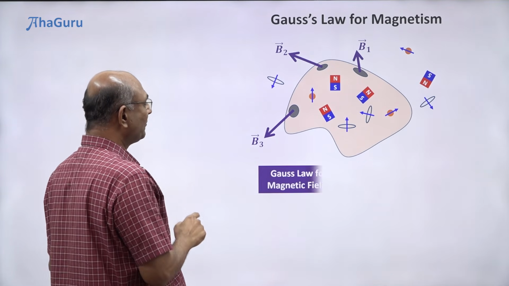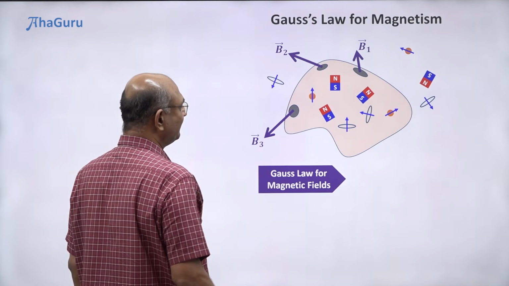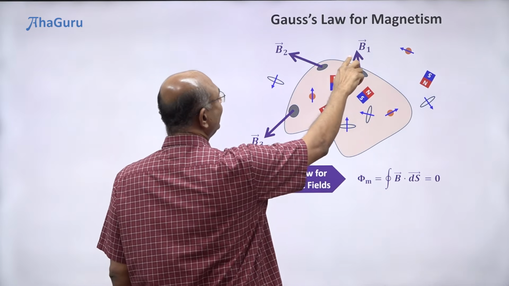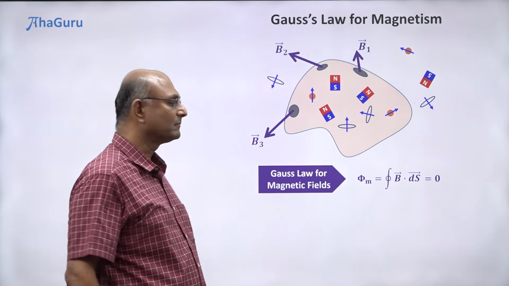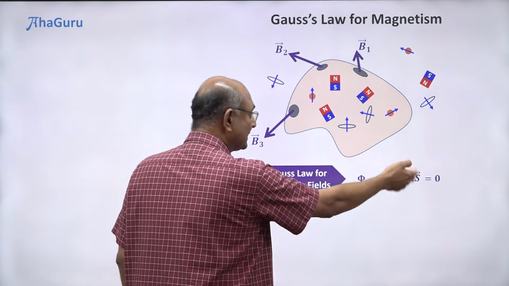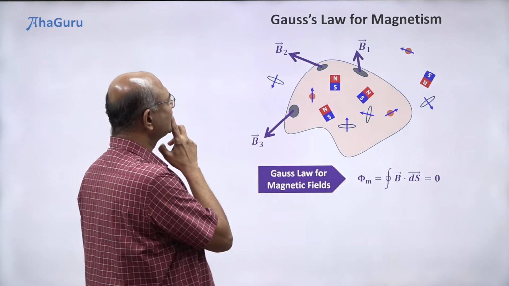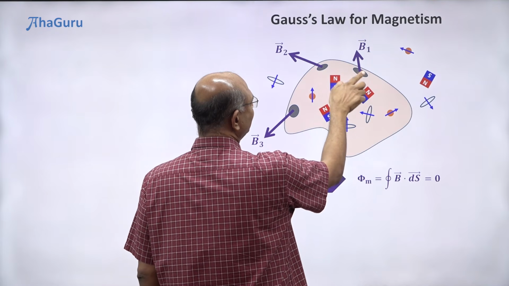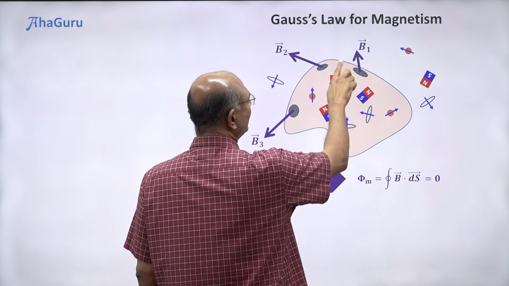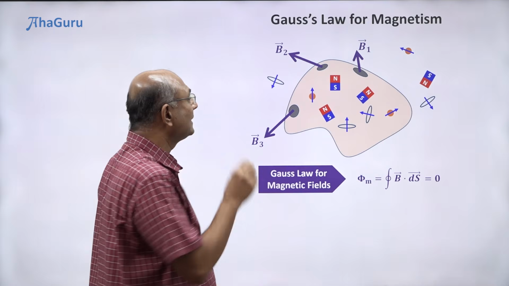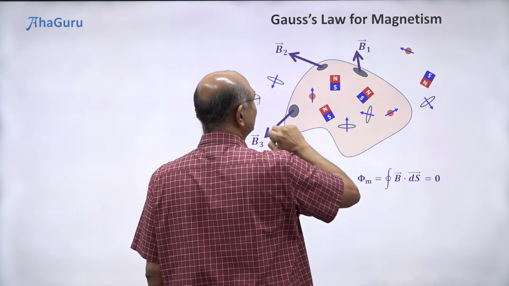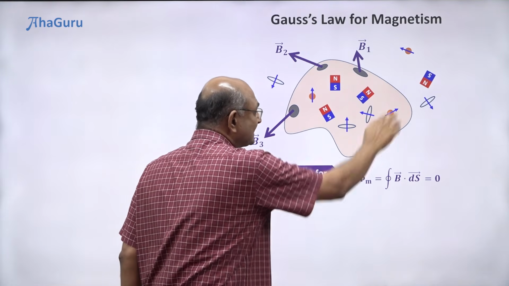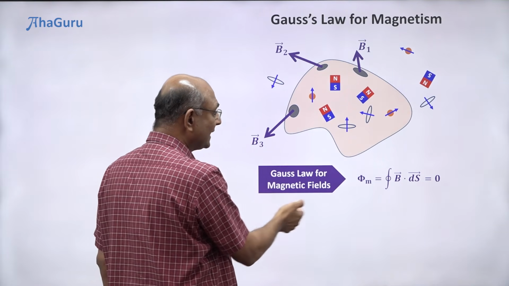Now, Gauss law for magnetism. Gauss law for magnetic fields tells us that you can find the magnetic flux by doing integral B dot ds, and that turns out to be 0. What is integral B dot ds? You're taking this B vector, doing a dot product with the area vector, ds vector, and when you do that dot product, you will get the tiny magnetic flux for this small portion. Similarly, magnetic flux for this, magnetic flux for this, and if you add it up for the entire surface, Gauss law is telling us that it is 0.